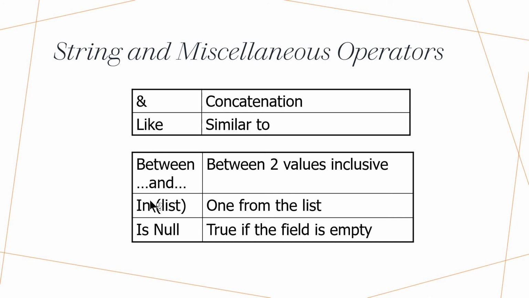The next one is the in operator. In parentheses, we have the list here. This will check whether a value is found within a set of values, or within the list of values, or from a particular list. The last one is null. This will check whether a value is null. Null indicates here what? Empty. This will return true if the field is empty.